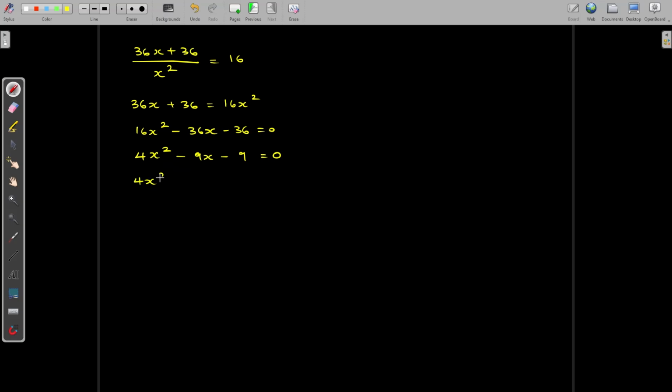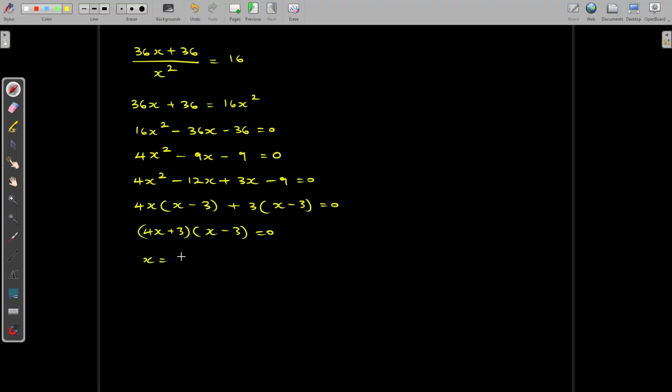So 4x squared minus 12x plus 3x minus 9. So we factor out 4x, we're left with x minus 3. Factor out 3, we're left with x minus 3. So 4x plus 3 is one of our factors. So x is equal to negative 3 over 4, or x is equal to 3. So those would be our two solutions for x. So we would need to find the possible y values as well.